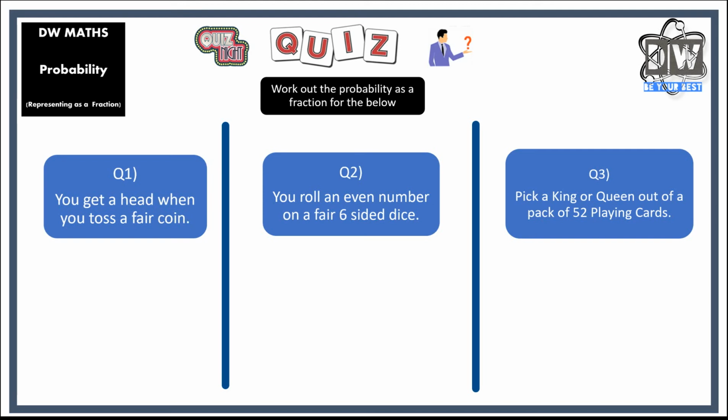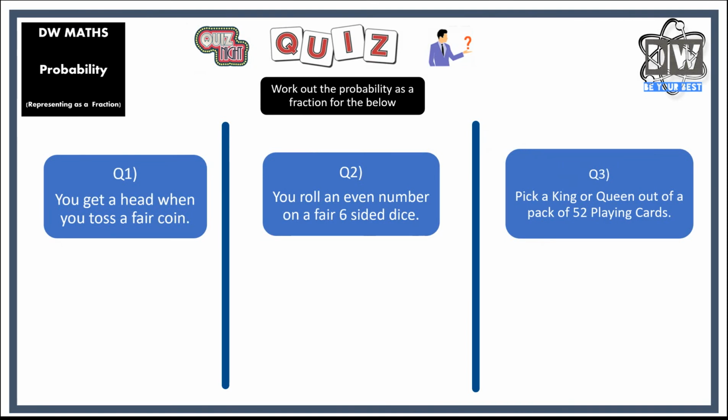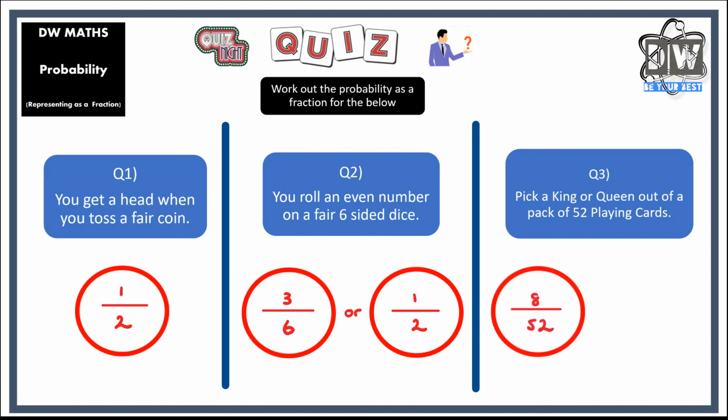Okay, everyone, it's time for the answers now. Let's go. So first up, to get a head when you toss a fair coin. So we did that one before, didn't we? It's 1/2. To roll an even number on a fair 6-sided dice, we've done that one before. We had 3/6, or it cancels down to 1/2. But now we've got a new question, and this is the real tester. To get a king or queen out of 52 playing cards, so how many were there? There was 8 out of 52, and that could be scaled down to 2/13.